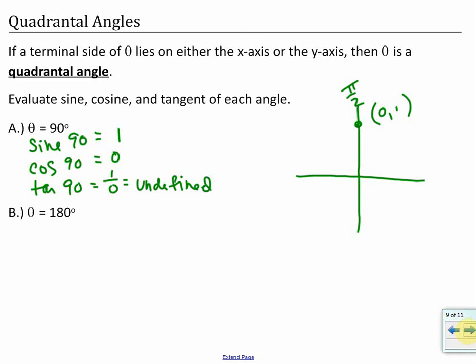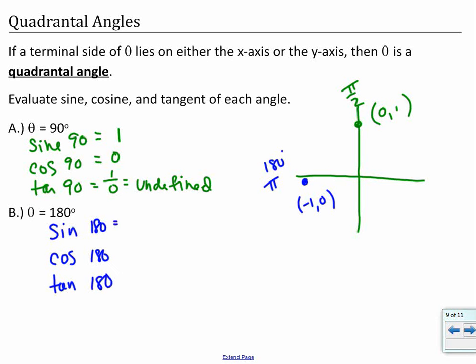For theta equals 180, that would be 180 or pi. That's going to be the point (-1, 0). So my sine, cosine, and tangent for 180 can all be derived using that point. Sine of 180, that's my y value, that's 0. Cosine is my x coordinate, that's -1. And tangent is y over x, or sine over cosine, which is just 0.